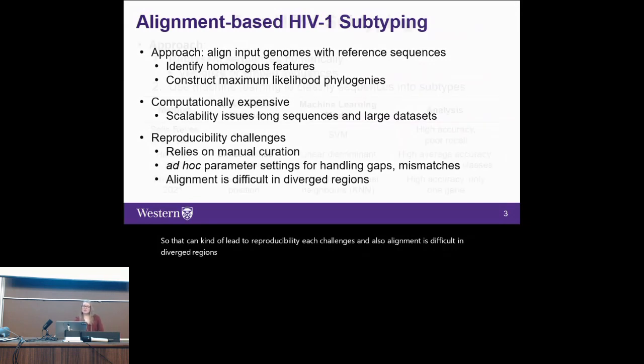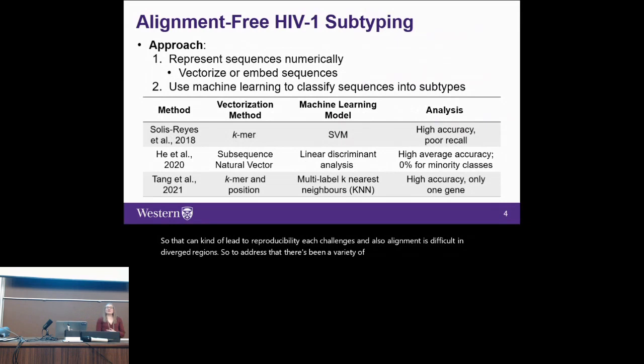So to address that, there's been a variety of different alignment-free HIV-1 subtyping methods that have been developed. So the approach is fairly straightforward. So it involves representing sequences numerically, so creating vectorizations or embedding sequences, and then using machine learning methods to classify sequences into subtypes. So as we see in this table, there's been a variety of different vectorization methods. Some are K-mer-based, while others use a natural vector method, which we will get into in a little bit. And some incorporate positional information as well.